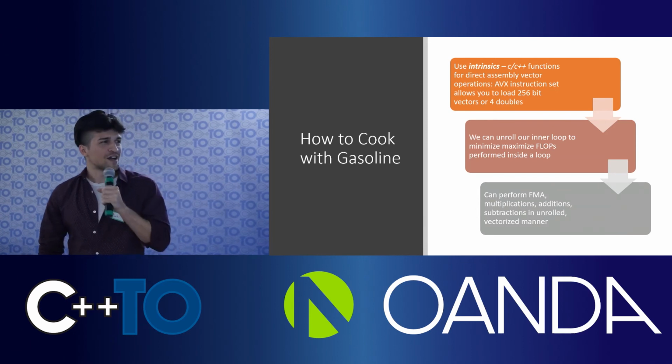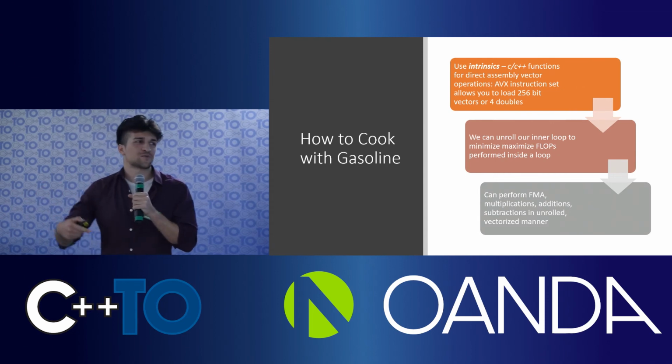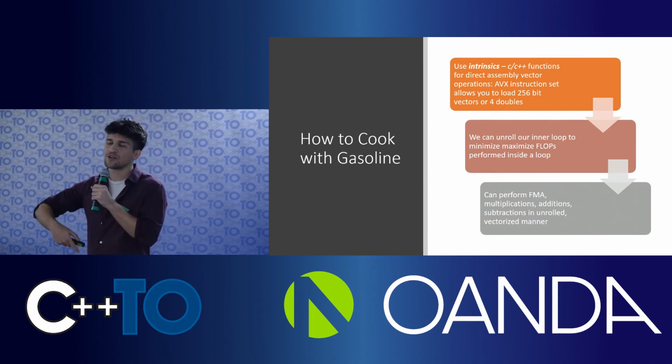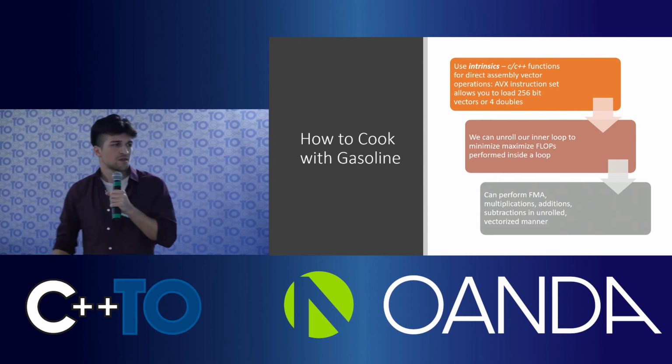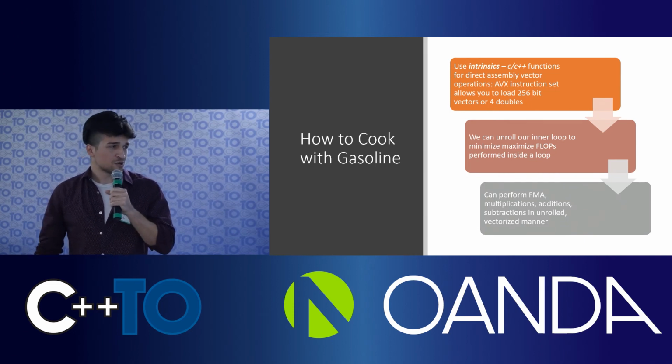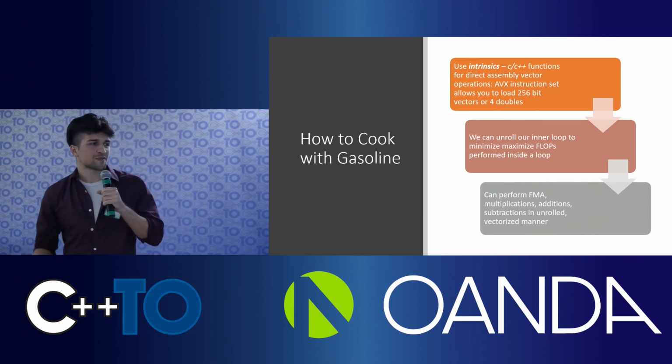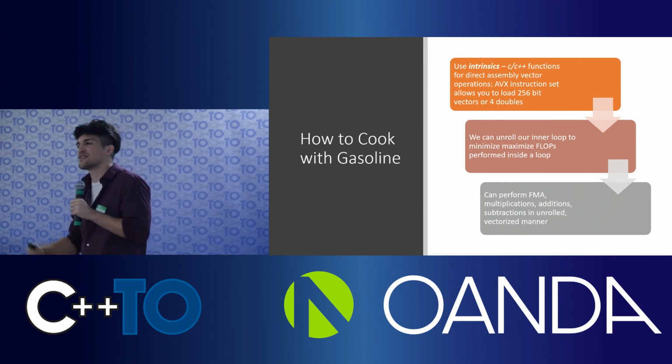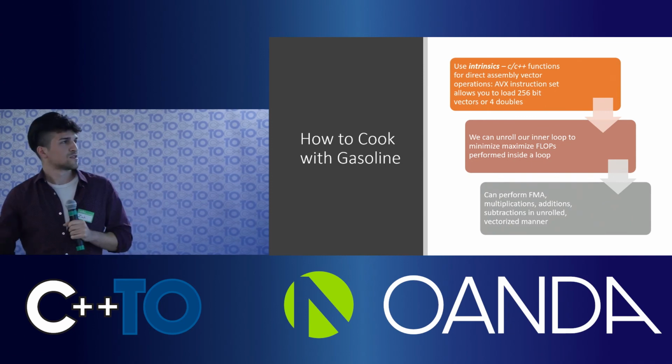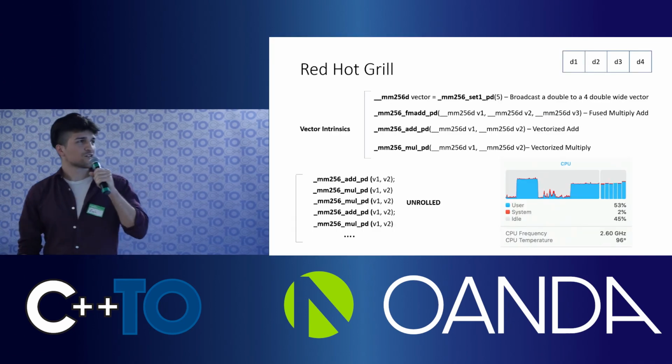Okay, second, we can unroll our inner loop. So we can perform a lot more floating point operations before we actually get to that loop check. And then in terms of the intrinsics, we can perform fused multiply-adds, multiplications, additions, and subtractions in this unrolled, vectorized manner. Boom, okay. So this is my red hot grill program.